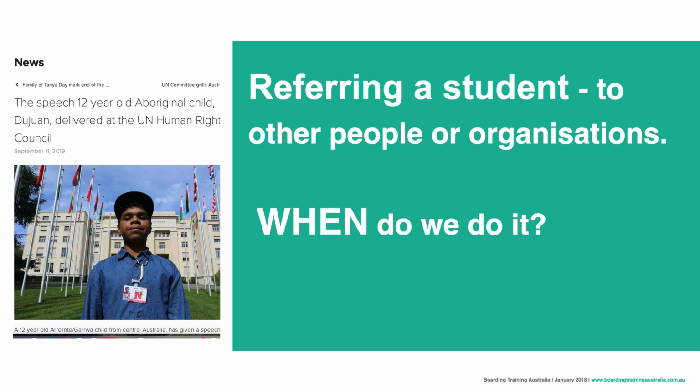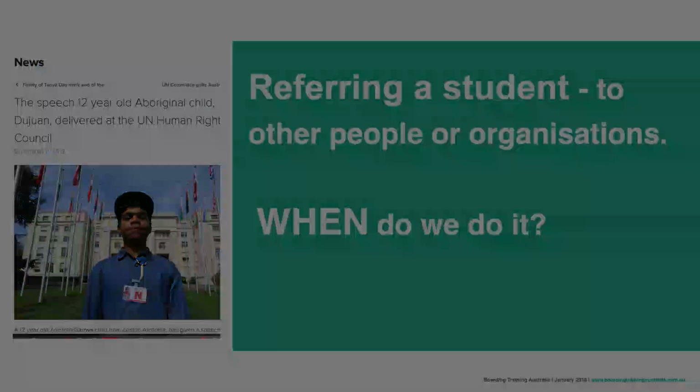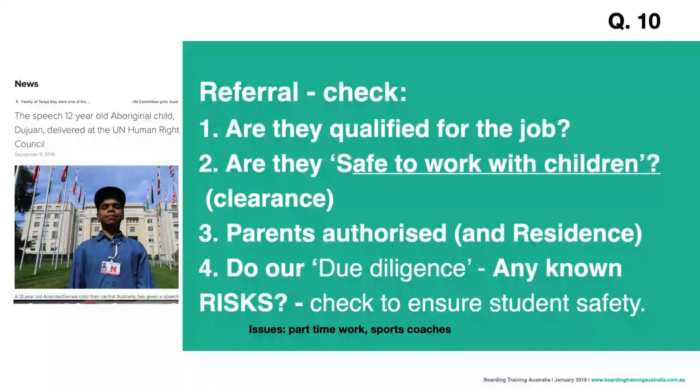But in actual fact, we still have the duty of care for that student. So we need to do some checks to make sure that they are still going to be safe. It's still our duty of care to be responsible to make sure. So what sorts of things do we need to check on when they're going out to somebody else's care?